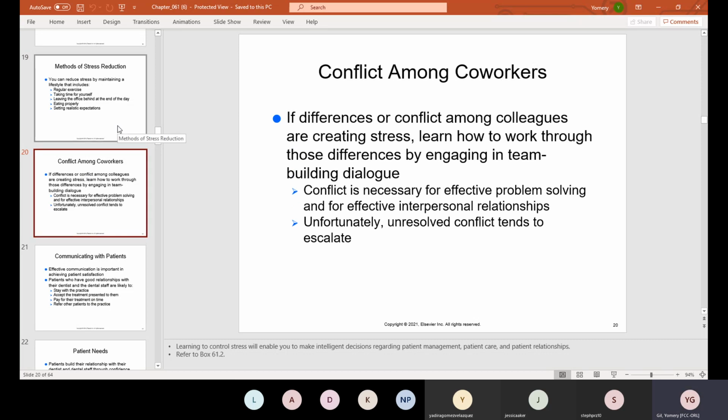Conflict among coworkers. If differences or conflict among colleagues are creating stress, learn how to work through those differences by engaging in team-building dialogue. Conflict is necessary for effective problem solving and for effective interpersonal relationships. Unfortunately, unresolved conflict tends to escalate, and I've seen that happen. You brush it under the rug, and then eventually it becomes a bigger problem than it is.